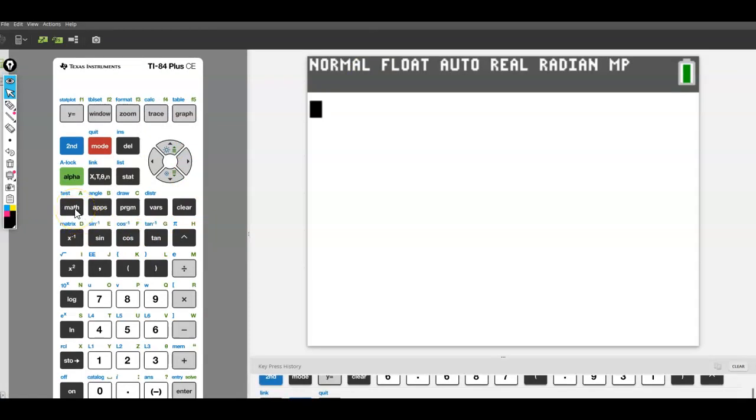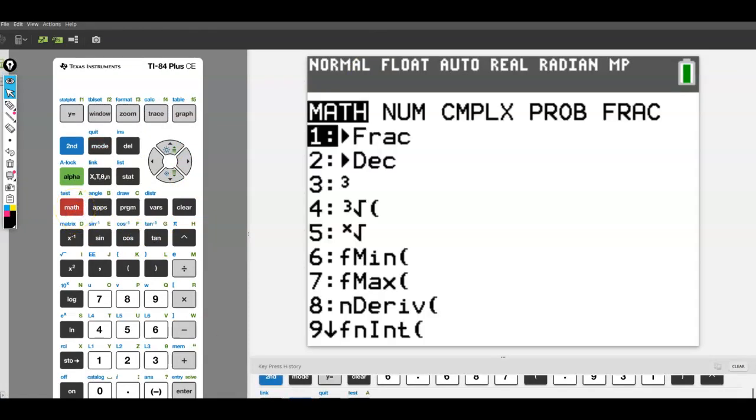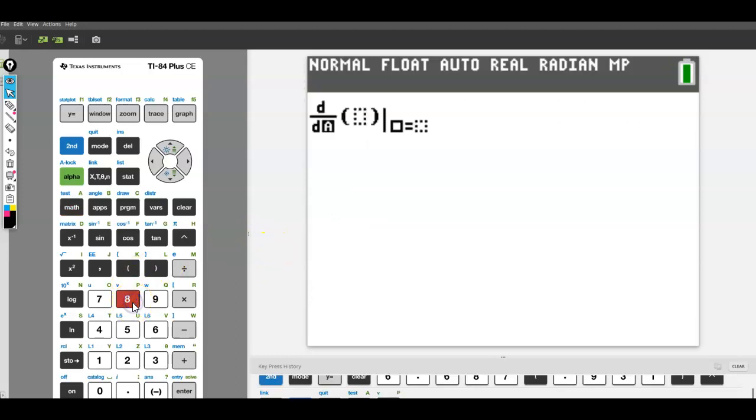So we push math, and you guys can see my buttons that I've been pushing down here as I go. We push math, and then we're going to push 8 for the derivative, and we're going to go ahead and type in derivative with respect to x. Now really when we're doing our problem, we're doing it with respect to t, but our calculator is doing everything in terms of x, so we'll do that.